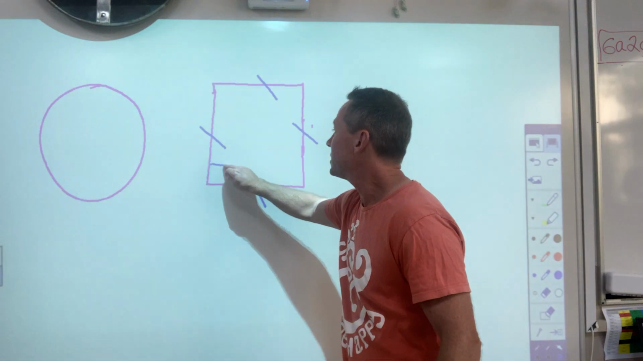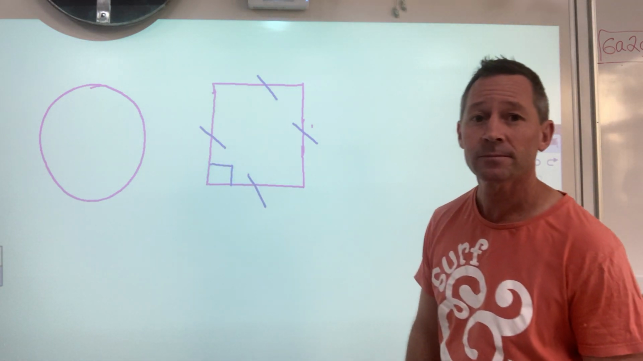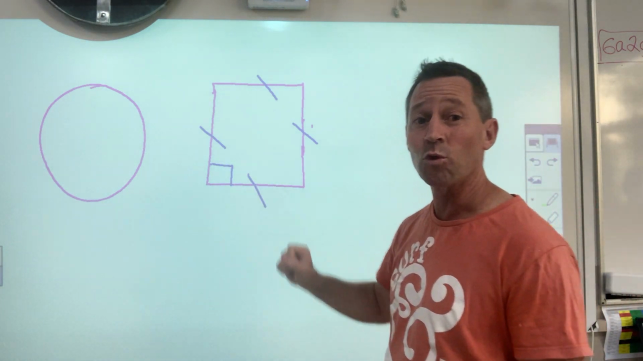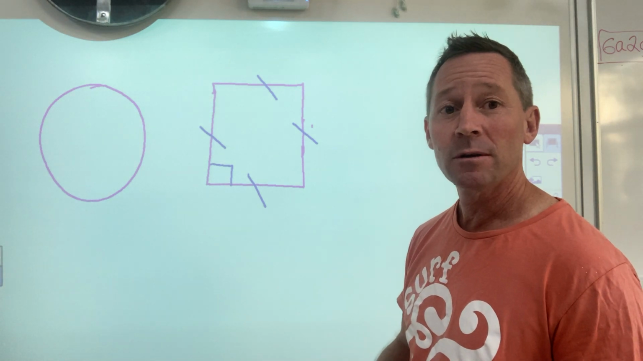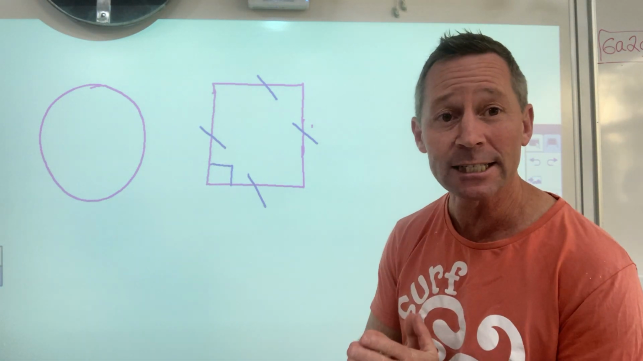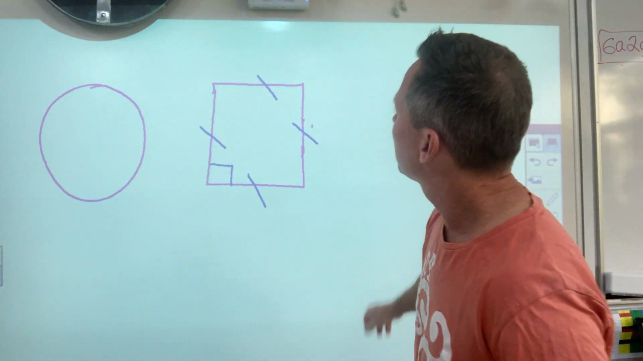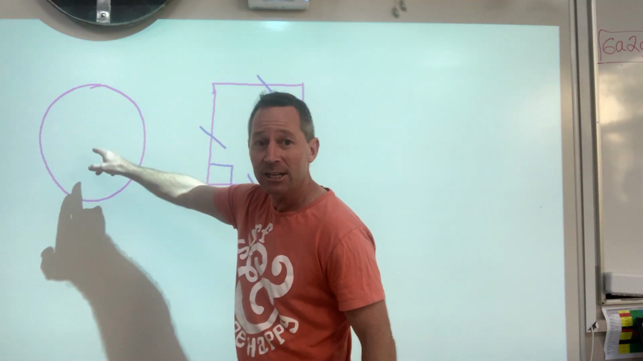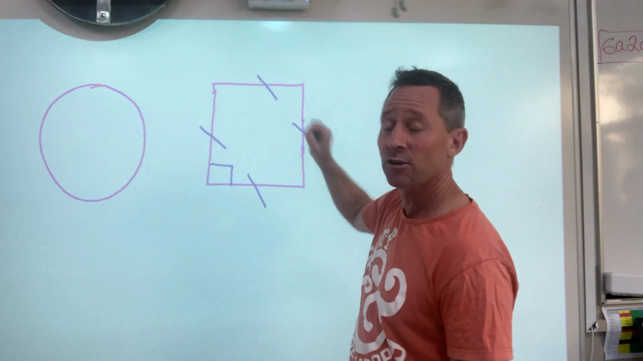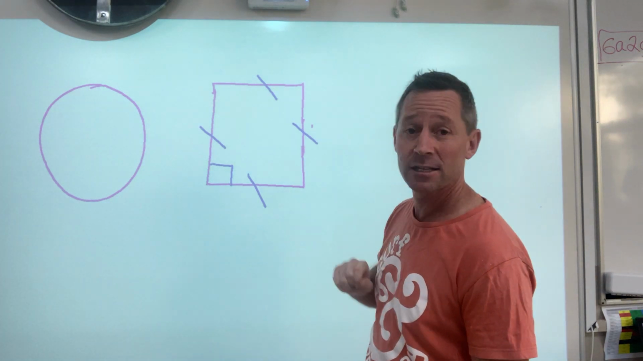And sometimes you'll see these little symbols, and that is known as a right angle. A right angle creates an angle of 90 degrees. 360 degrees in this circle, 360 degrees in this square.